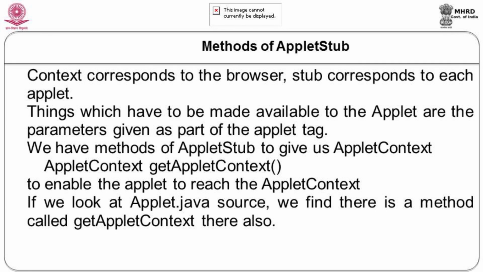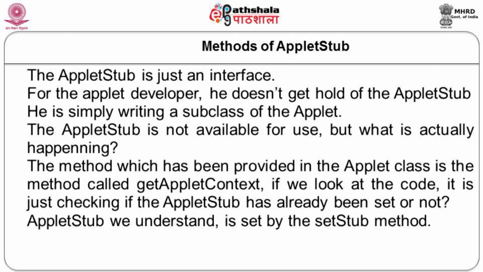Now one more point. I was also mentioning earlier about the forwarding of methods. If you look at applet.java, we will find this method called getAppletContext as a method in the applet class. See, the applet stub is just an interface for the applet developer. He doesn't ever get hold of the applet stub. He is simply writing a subclass of the applet. This is a private member of the applet class, would not be available for use. The applet stub is not available for use, but this is our understanding about what is actually happening.